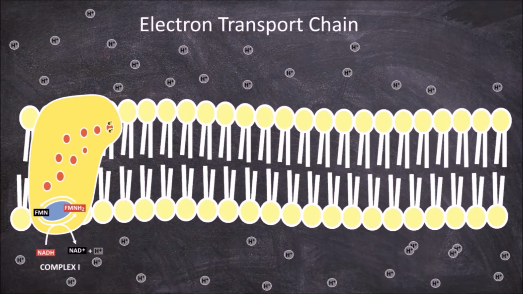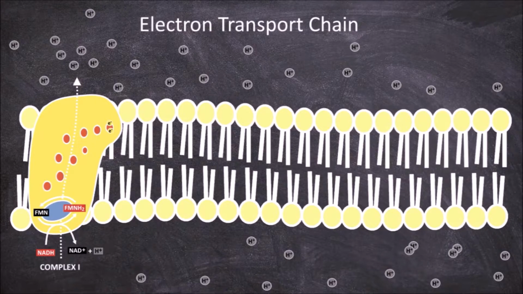Complex 1 is also a proton pump. Energy is released by the electrons as they move to lower energy states along the chain of iron-sulfur redox centers. This energy is used to pump 4 hydrogen protons across the inner mitochondrial membrane from the matrix into the intermembrane space. This establishes the hydrogen concentration gradient between the intermembrane space and the matrix of the mitochondria.